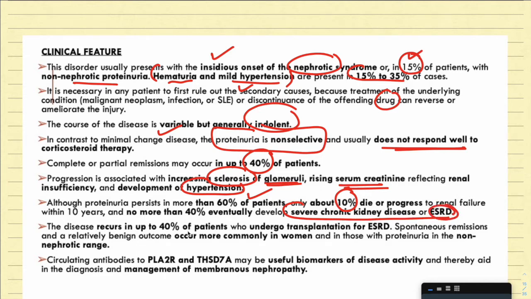Now the disease can recur in up to 40% of the patients who have undergone transplantation for end-stage renal disease. Very, very important. Now, which are the useful biomarkers of the disease activity? Antibodies to the phospholipase A2 receptor and THSD7A. These are useful biomarkers of the disease activity, and therefore they help in diagnosis as well as management of membranous nephropathy.